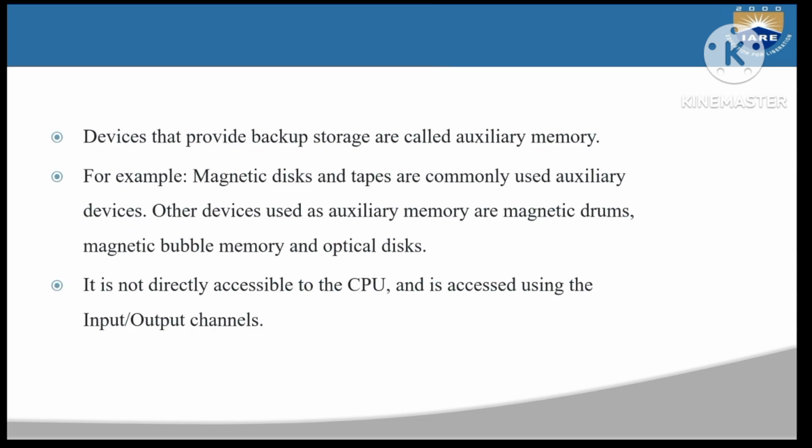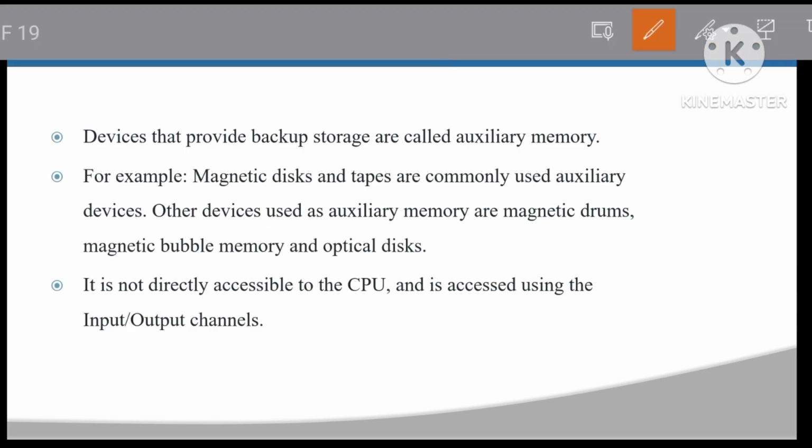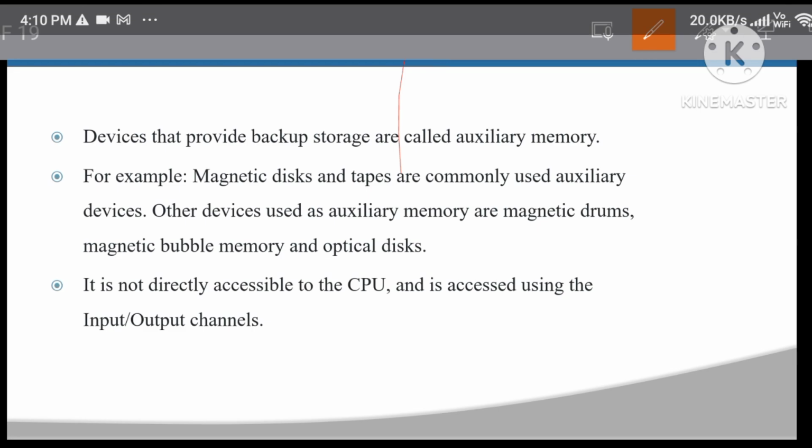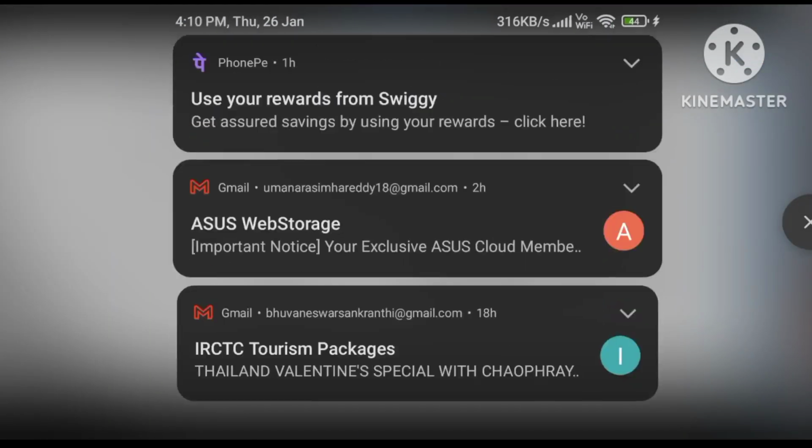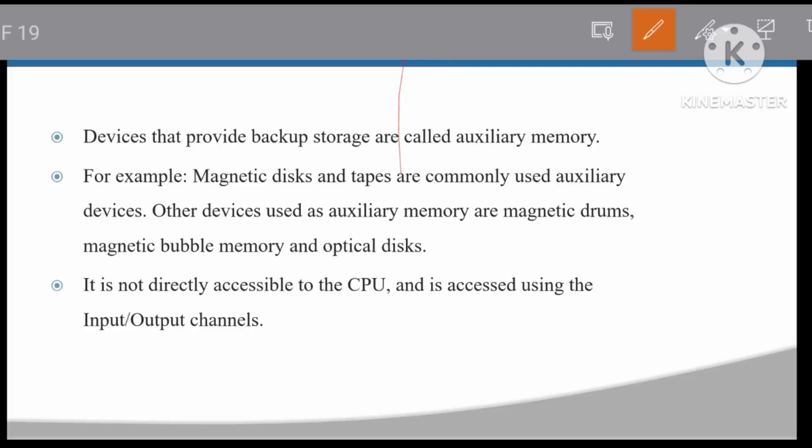Now let us discuss what an auxiliary memory means. Devices that provide backup storage are called auxiliary memories. Backup storage means the main memory will always be limited in space, so to extend the main memory we use auxiliary memory, a secondary device. For example, magnetic disks and tapes are commonly used auxiliary devices. Other devices used as auxiliary memory are magnetic drums, magnetic bubble memory, and optical disk.